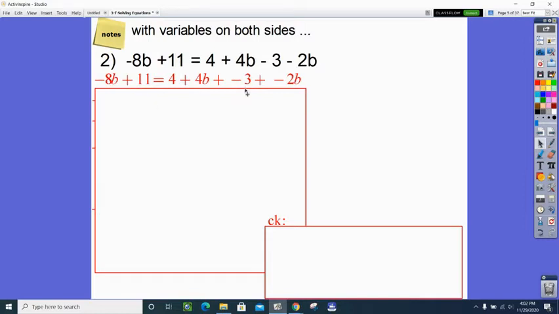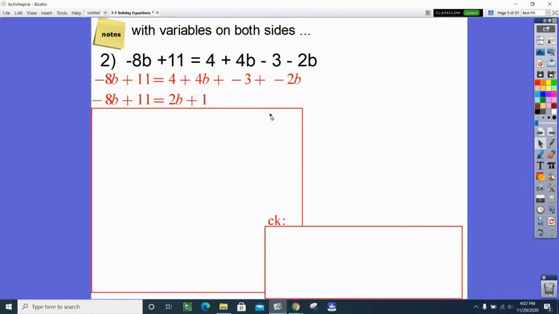But on the right, we have two pairs of like terms. The constants, the 4 and the -3, can be combined. 4 and a -3 added together make 1. And 4b and a -2b combined together make a positive 2b. And that's how our equation starts to clean up, just by combining the two pairs of like terms on the right. And now we're back to the last video.